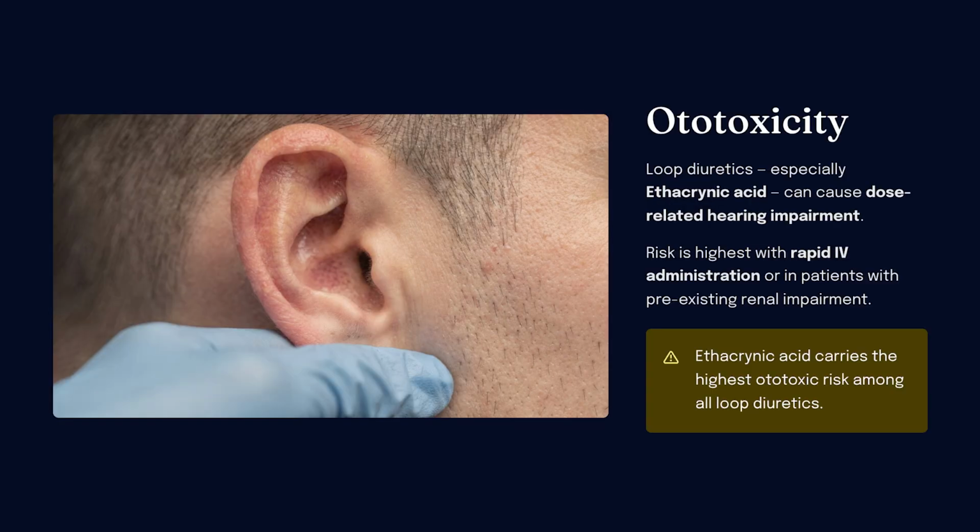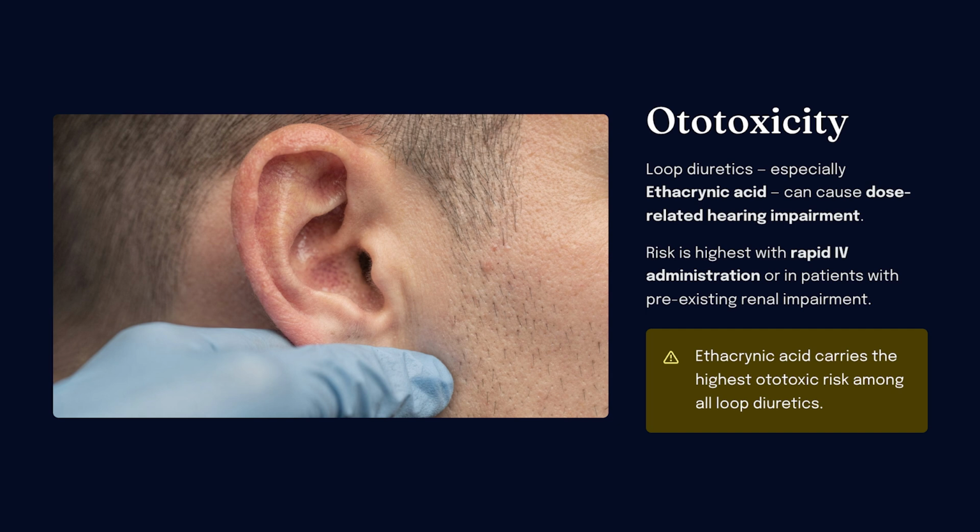Ototoxicity. Ototoxicity is a characteristic but relatively uncommon adverse effect of loop diuretics. These drugs, especially ethacrynic acid, can cause dose-related hearing impairment, which may present as tinnitus or hearing loss. The risk is highest with rapid intravenous administration, so loop diuretics should be given by slow IV injection whenever possible.